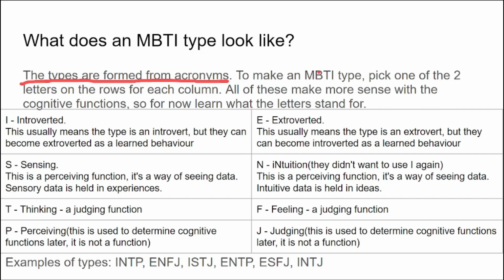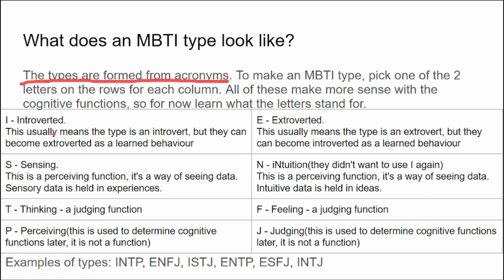To make an MBTI type, pick one of the two letters on the rows for each column. All of these make more sense with the cognitive functions, so just for now, I'm going to show you what the letters stand for. The I stands for introverted. This usually means the type is an introvert, but it's phrased pretty badly. It can also mean other things as well, but that's not the main meaning. It usually means that they're an introvert. Do you know what an introvert is? I think most people do, but sometimes I double check.